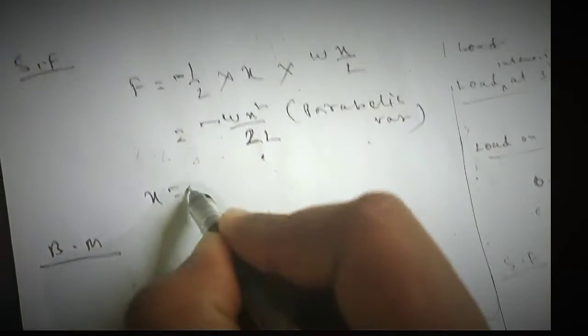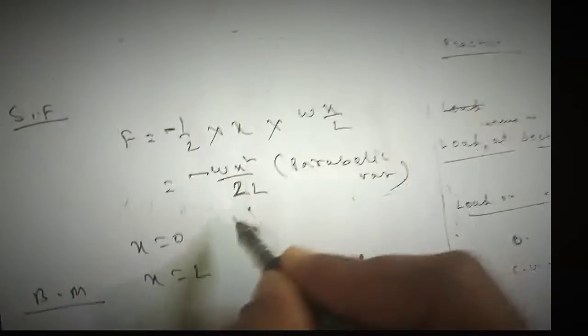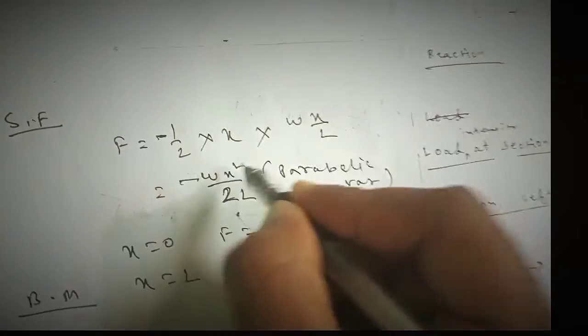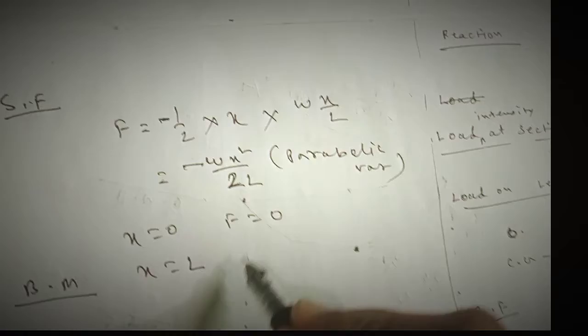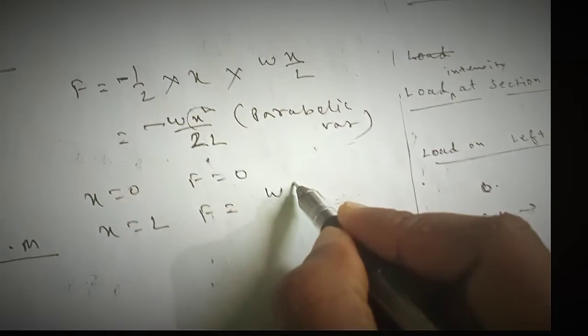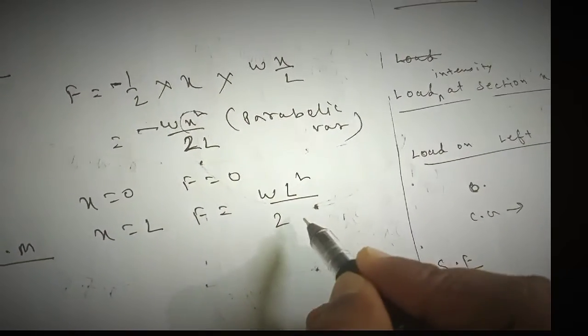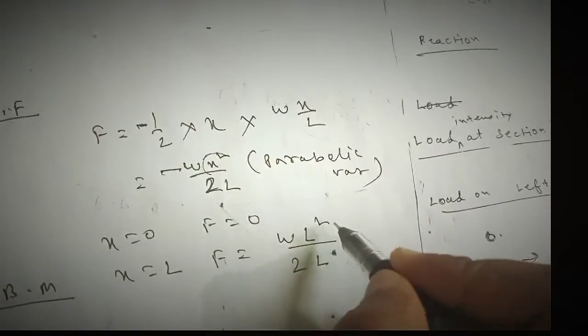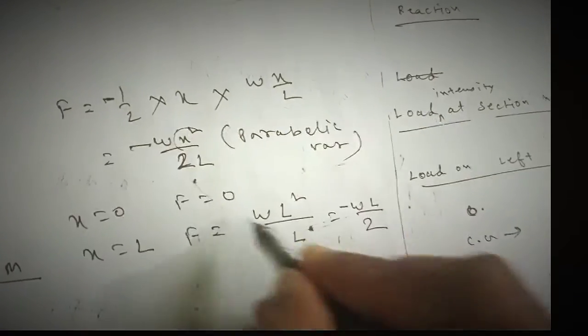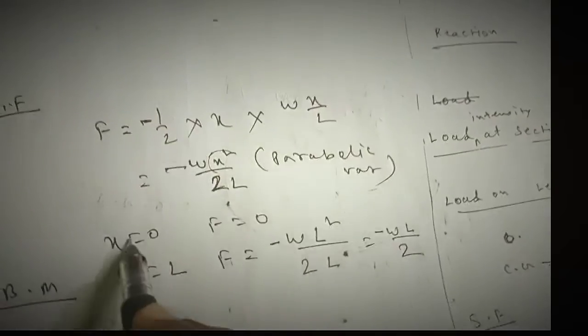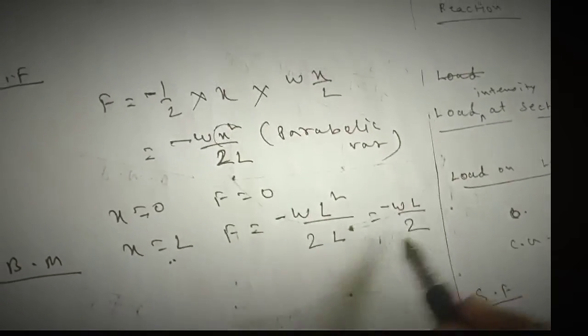Now I will determine shear force at x equal to 0 and at x equal to L. At x equal to 0, what will be the force here? 0. If you put the x value here, it will be 0. And at x equal to L, what will be the shear force? Put here x equal to L. So you will get W into L square divided by 2L. So it is WL divided by 2, and it will be minus. So at x equal to 0, shear force is 0, and at x equal to L, shear force is minus WL by 2.